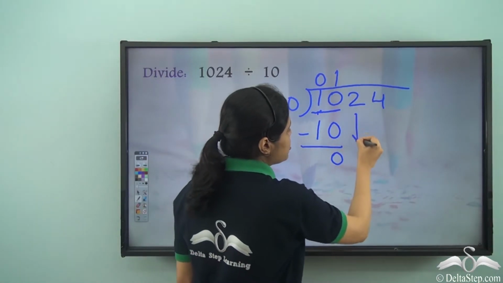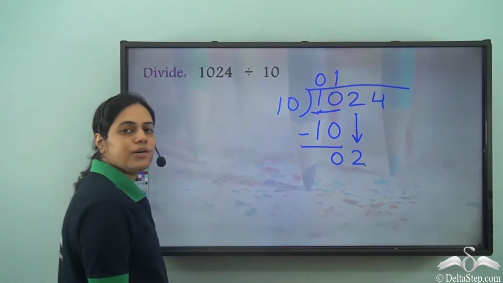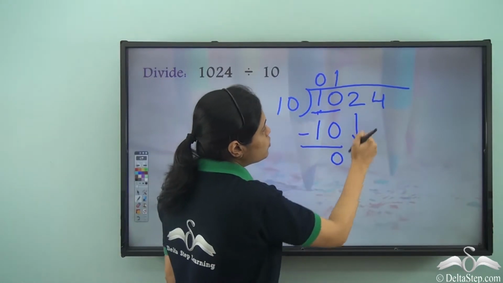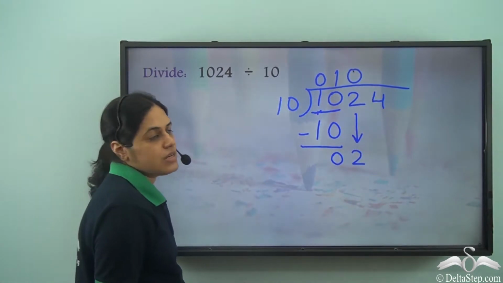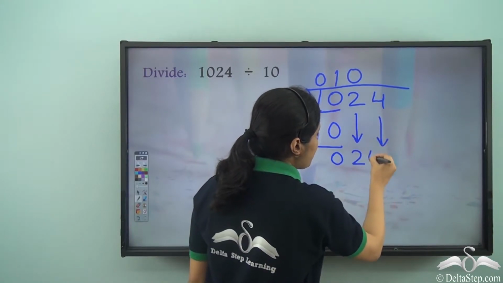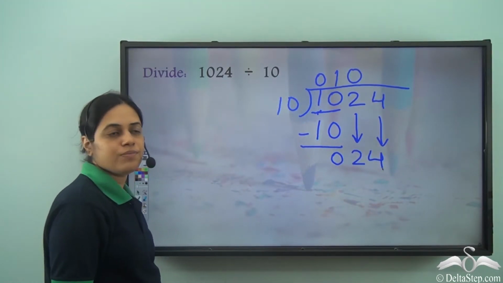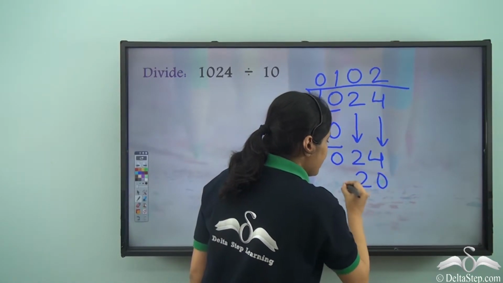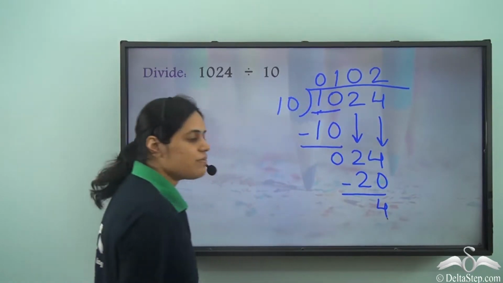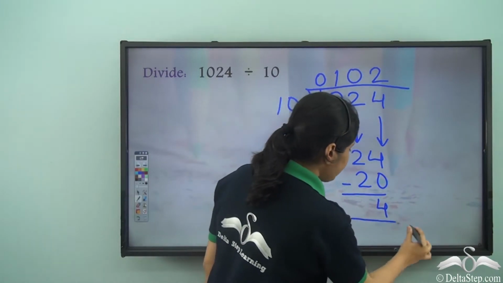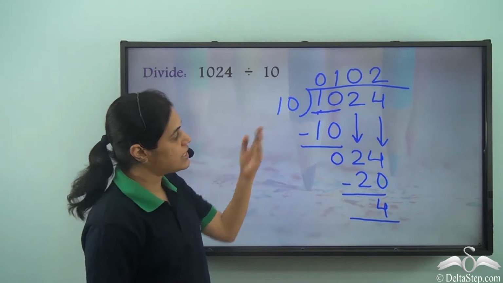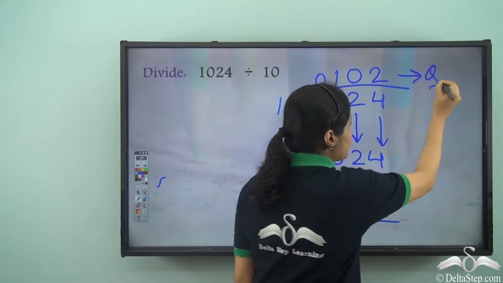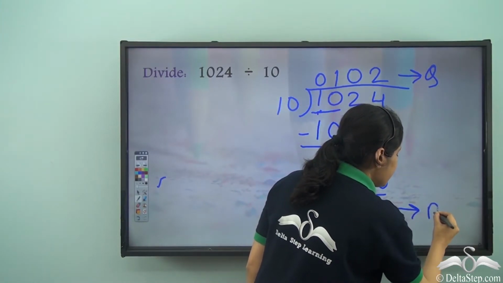I bring this 2 down. So I have 2 here. Now 2 is less than 10. So 10 goes into 2 0 times. Now I bring down this 4. So I have 24. Now I know that 10 into 2 is 20 and I get 4 as the remainder. I cannot divide anymore because 4 is less than 10. So my quotient is 102 and the remainder is 4.